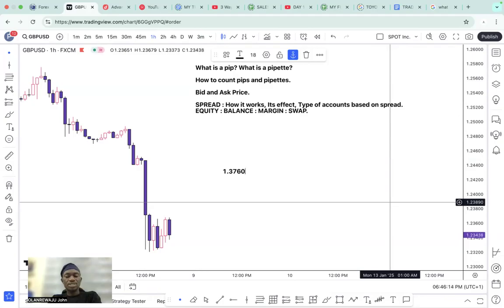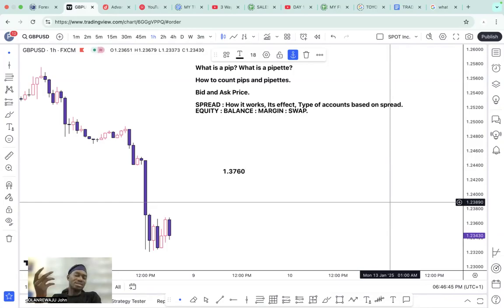So what is a pipette? A pipette is what makes up a pip. Just like, maybe like 1,000 meter, 100 centimeter makes 1 meter, and then 1,000 meters makes 1 kilometer, you get. So 10 pipettes make a pip.